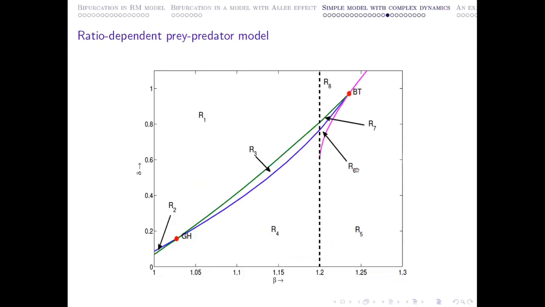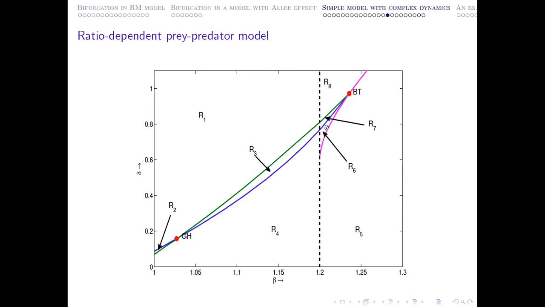So R6 is here, that means above the saddle node bifurcation curve, because below it there is no such coexistence equilibrium point. So phase portrait will be more or less same as R4. So that's why we can discard this region.